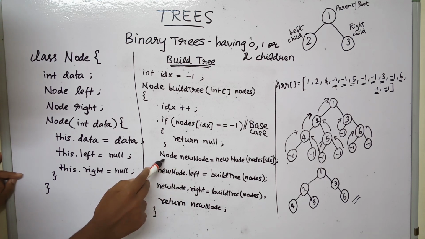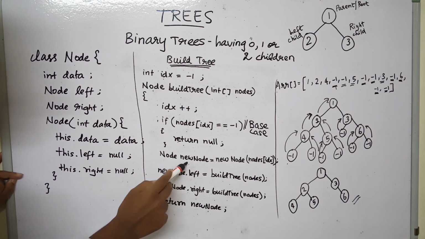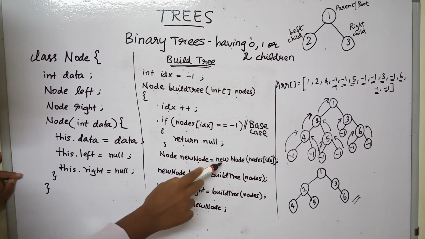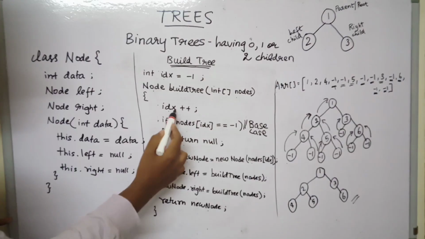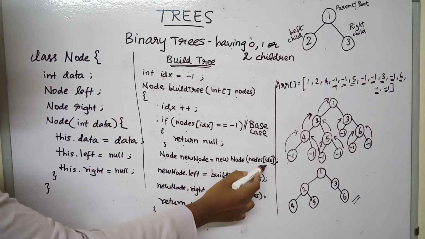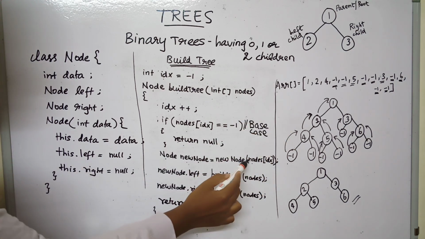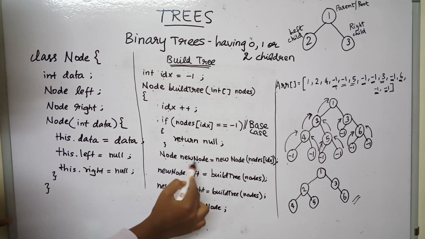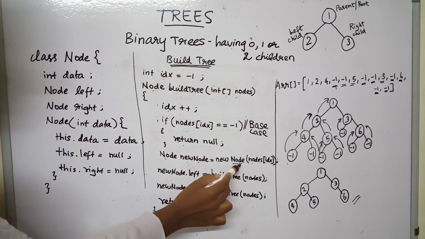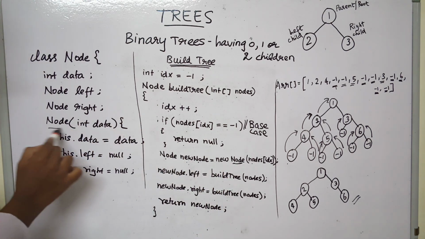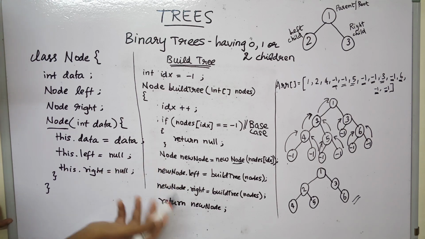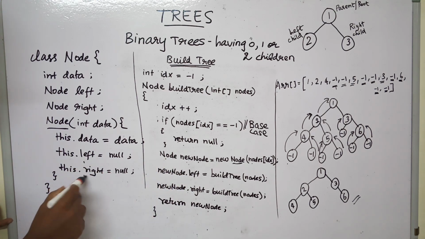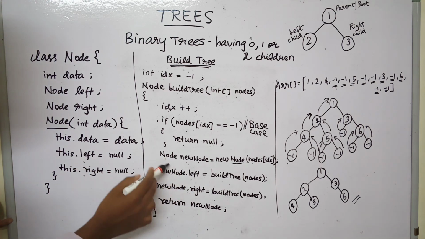Next, a new node is being created. Node newNode is equal to new Node(nodes[index]). The current value of index is 0, so nodes[index] is nodes[0], which is the first element 1. So that will be created as a new node, using the constructor we have defined in the Node class. Initially the left and right child of node 1 will be null.